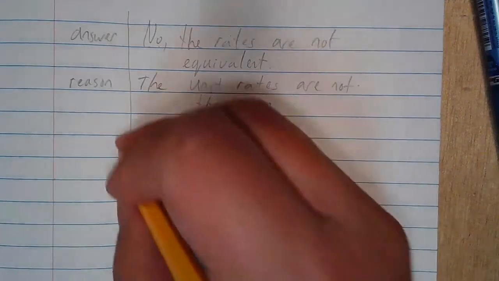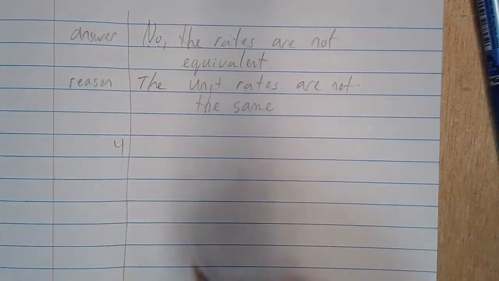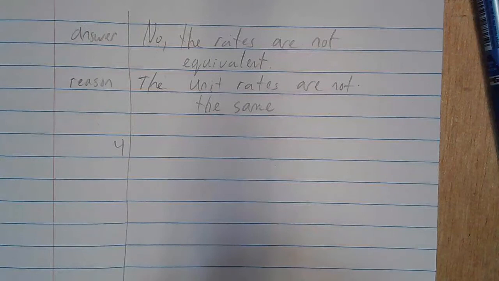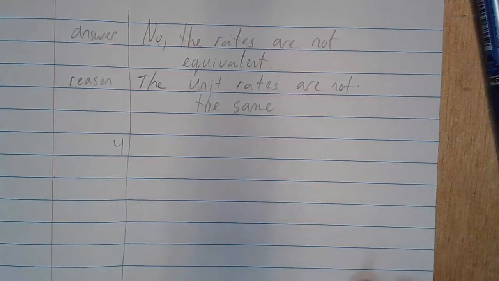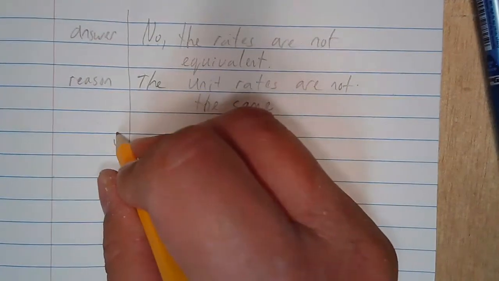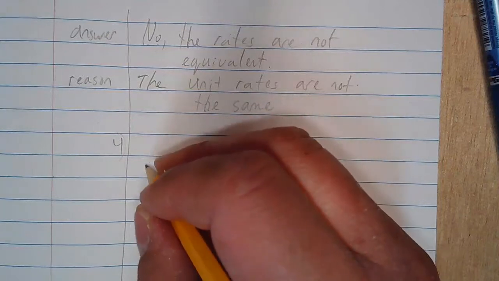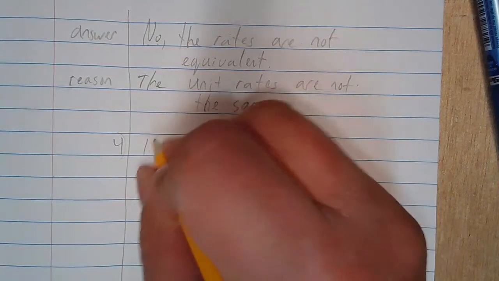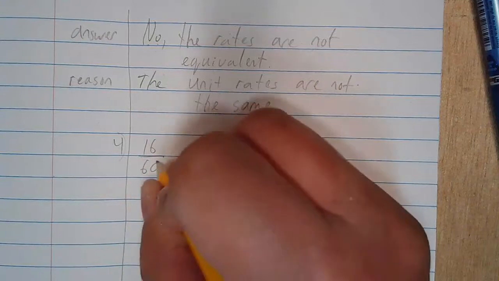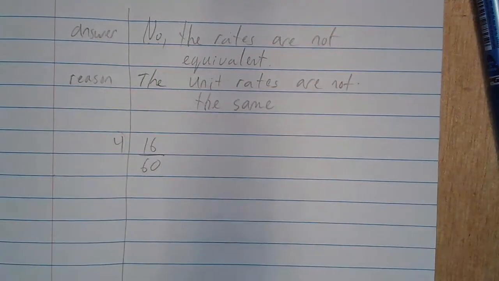All right, number 4. Almost done, guys. And we're only at 25 minutes. Yoo-hoo! Okay. A human adult takes about 16 breaths in 60 seconds. A puppy takes about 8 breaths in 15 seconds. Are these rates equivalent? Explain your reasoning. All right. Again, I see the numbers 16 and 60 in that order. 16 and then 60. What word follows those numbers?